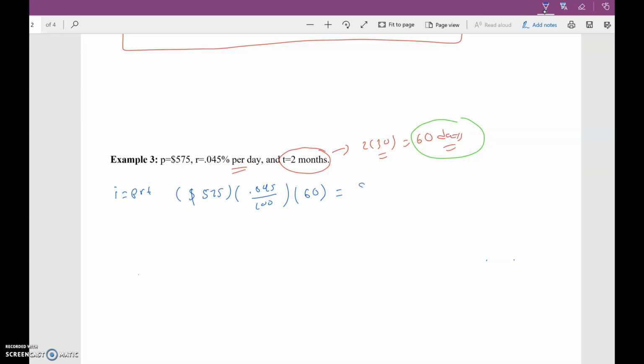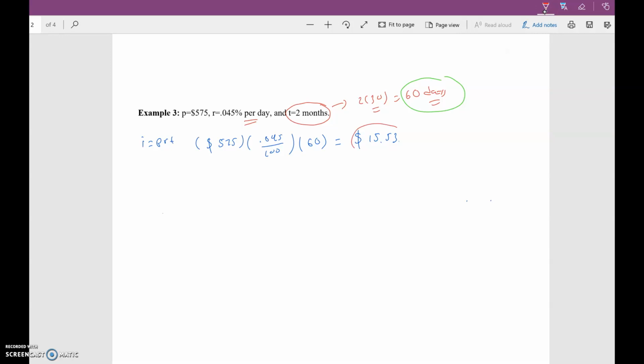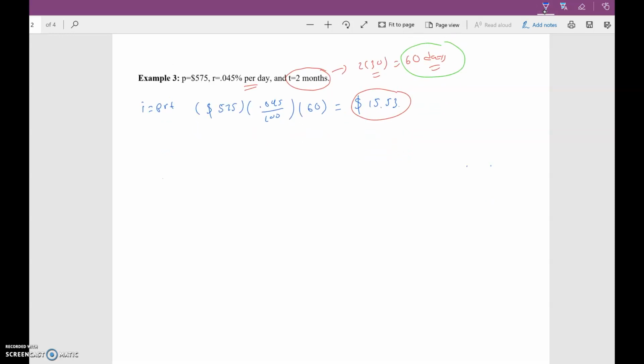I'm getting that the total interest is 15.53. That would be our main answer. All of these go with a sentence because they could change the actual amount of interest. So the total amount of interest is $15.53. That is it for this one.